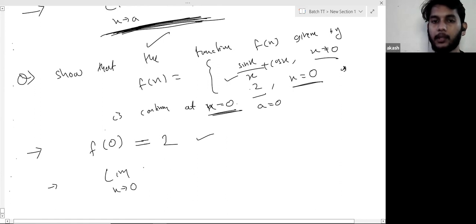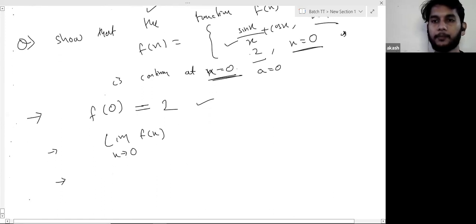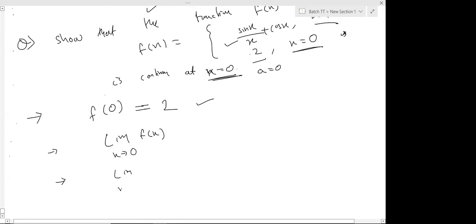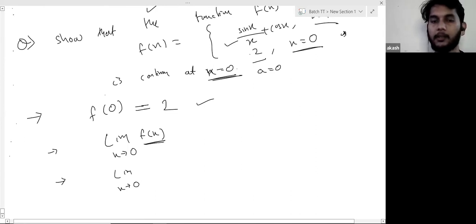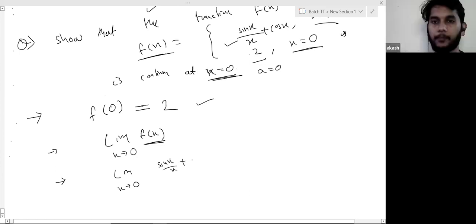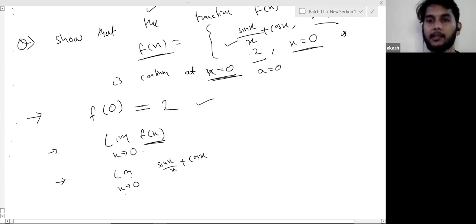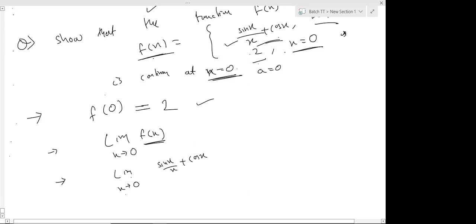So limit x tending to 0 of f of x. What should I put for f of x? Not 0. What is the function here? Look at the function given. So sin x by x plus cos x. Absolutely. And why not 2? Because 2 is also the function. See, we have limit x tending to 0, and whenever we use limits, x is never equal to 0. x is almost 0. The value of the function is 2 when x is equal to 0, otherwise we have to assume this function. Yes. All right. Sahil, this is clear?